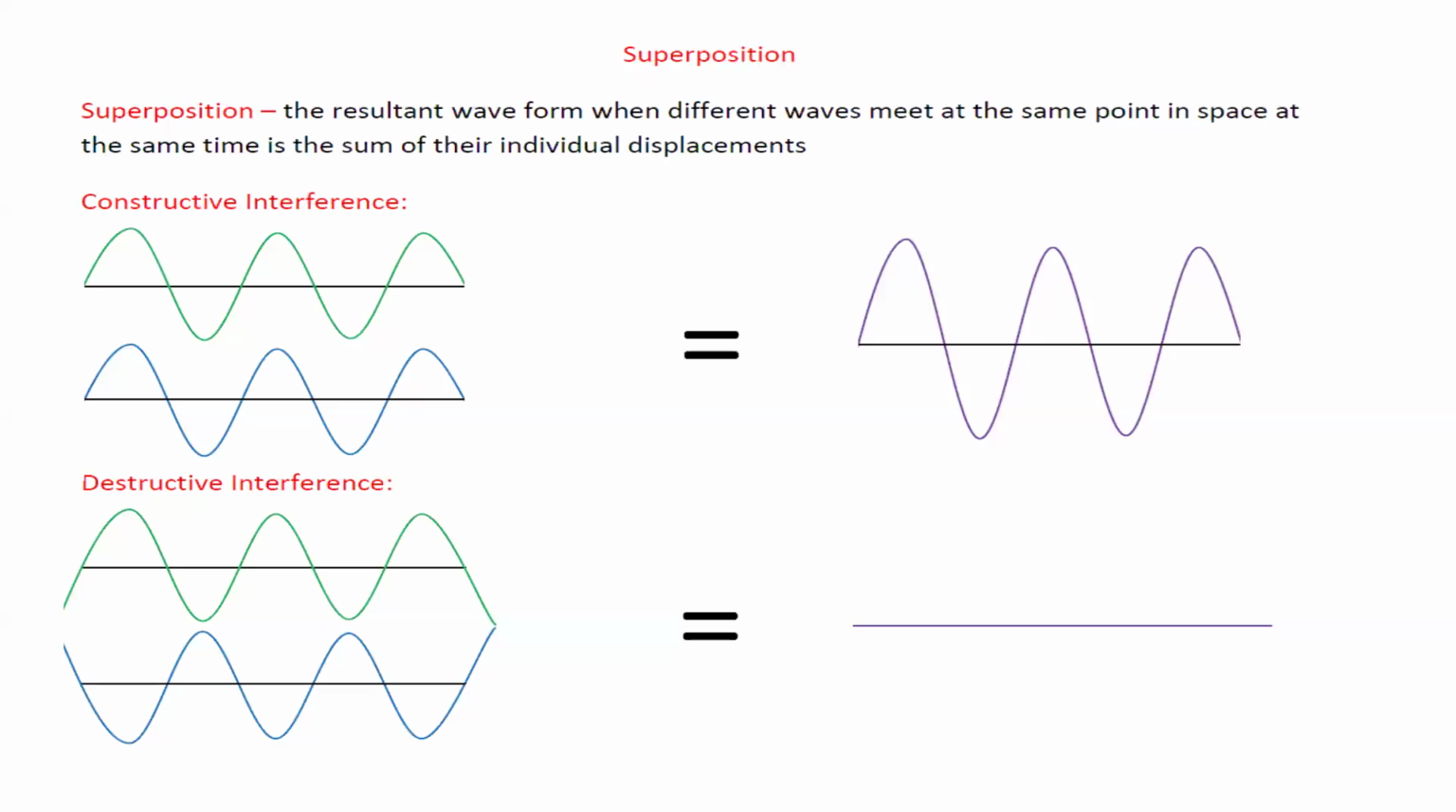We have the superposition principle. What is the superposition principle? That when two or more waves combine with each other, the resultant wave will always be the sum of the two.